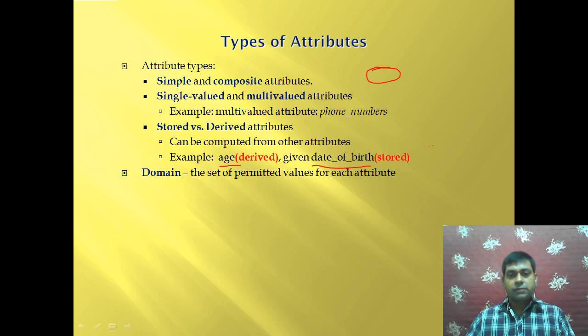So a derived attribute is represented by a dotted ellipse. So this is what it is, and for the multi-valued attribute, the double ellipse is used.